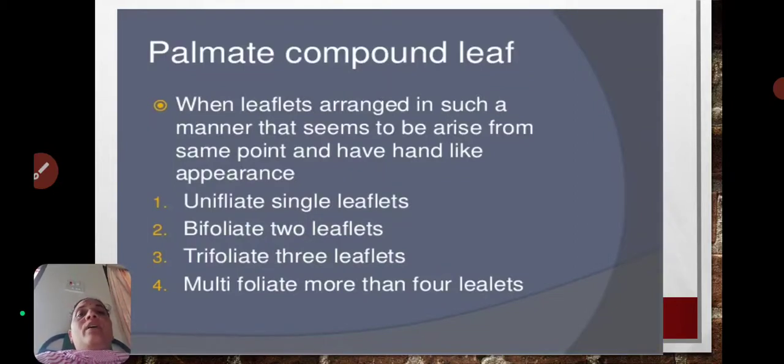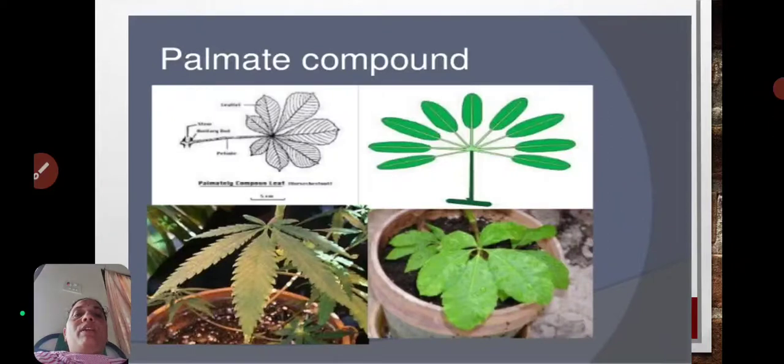So those are unifoliate, single leaf, and bifoliate, where two leaflets are present. In the trifoliate, three leaflets are present. In the multifoliate, more than four leaflets are present. Uni means one. Unifoliate, bifoliate, trifoliate, three. Multifoliate, so the number of leaflets.